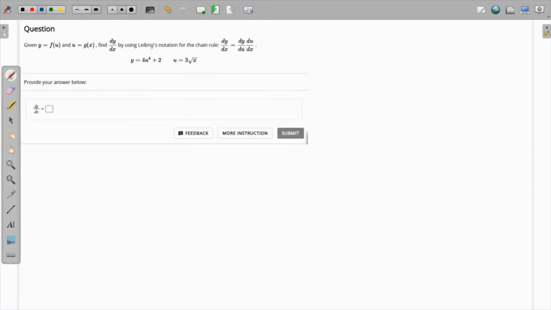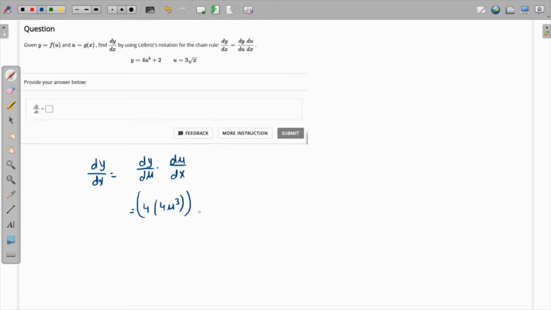We have to use the Leibniz notation for the chain rule, which is over here, to find dy over dx for this particular expression. So dy over dx is, as per this rule, dy over du times du over dx. For dy over du, we differentiate with respect to u: the differentiation of 4 times u raised to 4 will be 4u cube, and the differentiation of 2 is anyway 0.